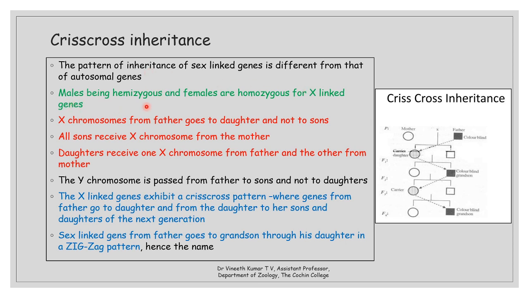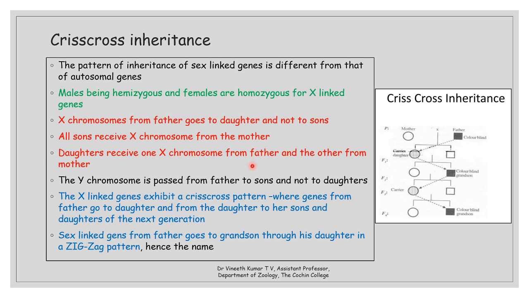Here, as we said, the males are hemizygous and the females are homozygous for X-linked genes. Hemizygous means they have only one X chromosome. That is why they are called hemizygous. So the X chromosome from the father goes to the daughter and not to the sons. Sons do not receive an X chromosome from the father. All sons receive the X chromosome from the mother.